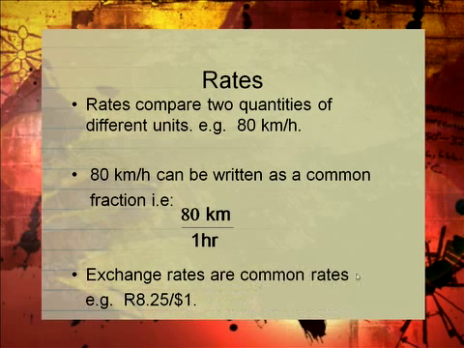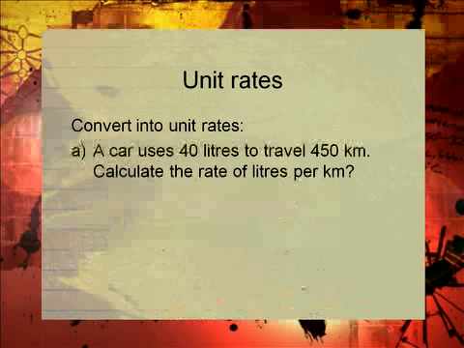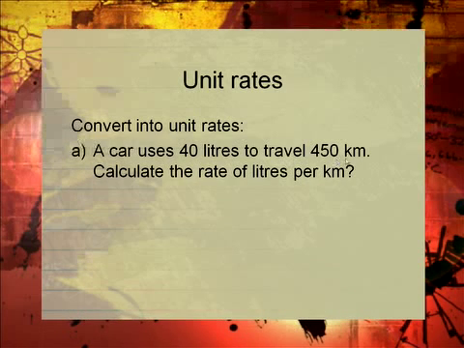Those are the rates. Now exchange rates, guys, they fall under rates as well, since the word is self-explanatory. Now, what do we do with unit rates? A unit rate is when you have per one thing. Convert into unit rates. Let's have a look here. A car uses 40 liters to travel 450 kilometers. Calculate the rate of liters per kilometer. It means I'm going to put kilometers underneath, and I'm going to put 40 liters there. I need what you call the unit rate, per one thing.